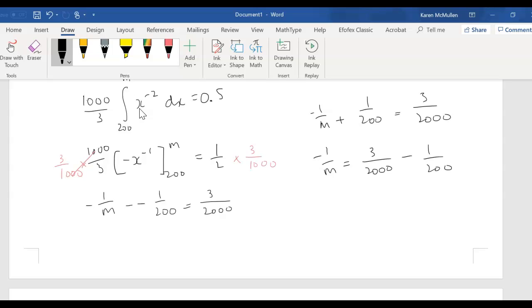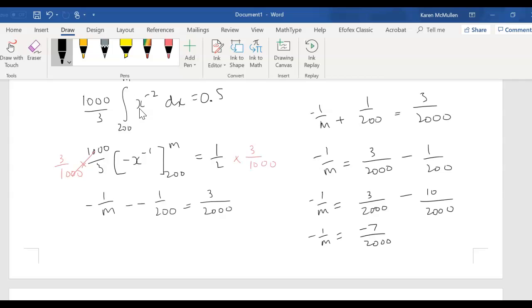Now, if I was doing this by hand, which is quite frustrating, I would bring the right-hand side to the same denominator. I can leave that as a negative there. So 3 on 2,000, and then to make this denominator 2,000, just multiply both by 10. So then we've got -1 on m. 3 minus 10 is -7.